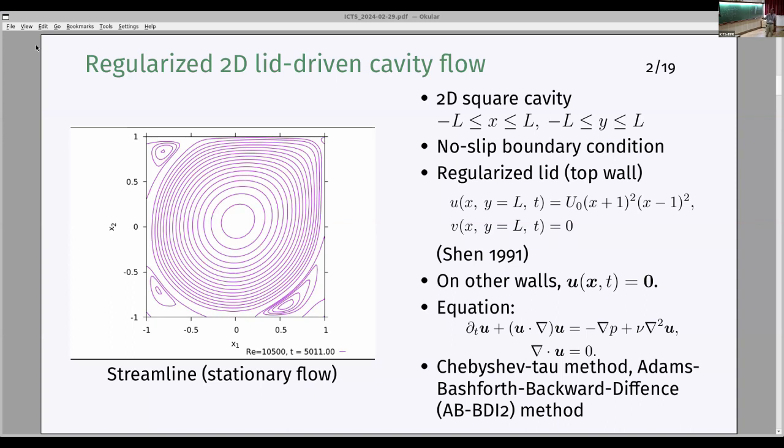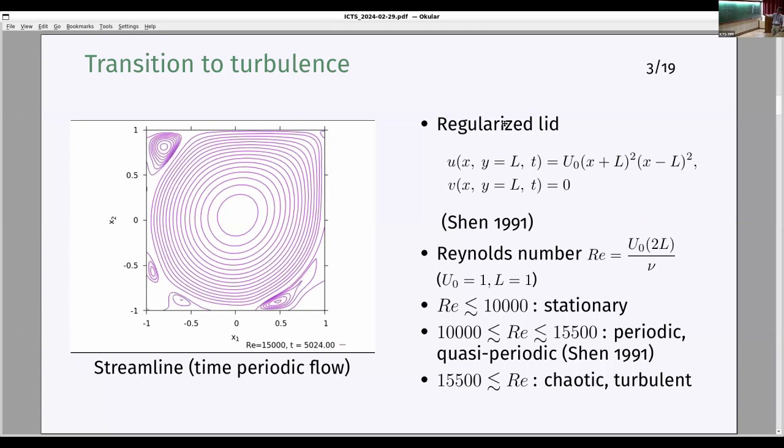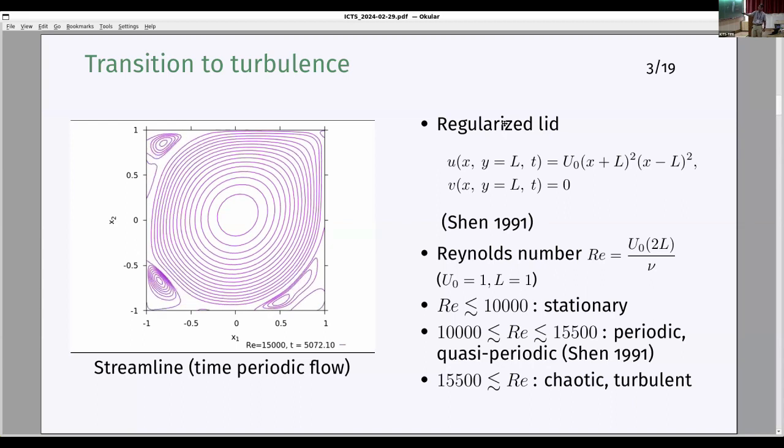So this is a nonlinear stationary solution. And from now on, I increase the Reynolds number. The Reynolds number is defined in this manner. U0 is basically the maximum speed of the top lid, and 2L is the length of the square. When the Reynolds number is below 10,000, the flow is stationary, and when the Reynolds number is slightly above 10,000, the flow becomes periodic, like this one. Then it becomes quasi-periodic, and if we increase further, the flow becomes chaotic, and eventually turbulent.